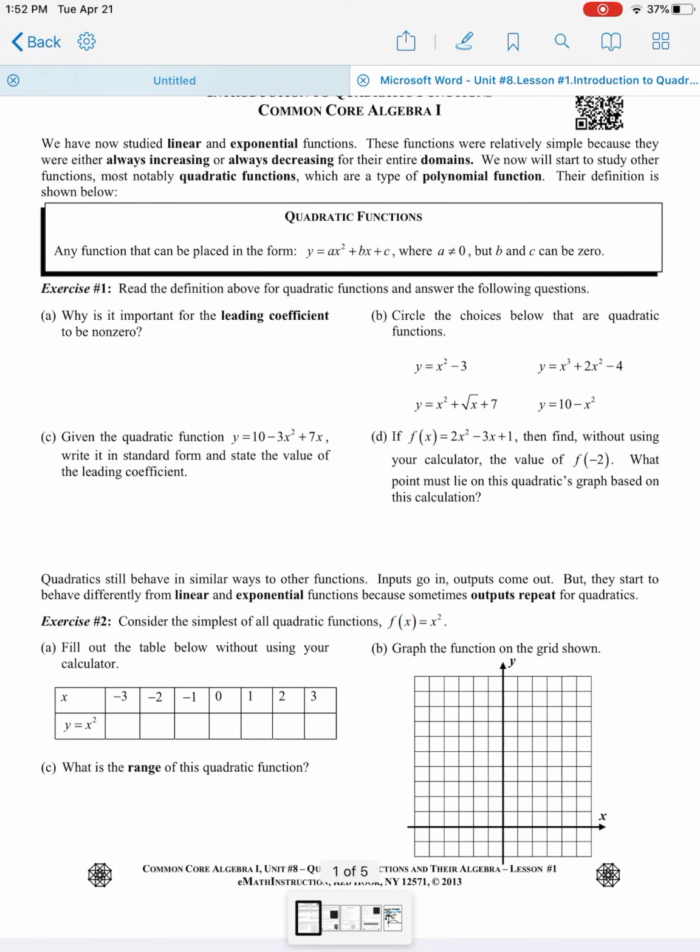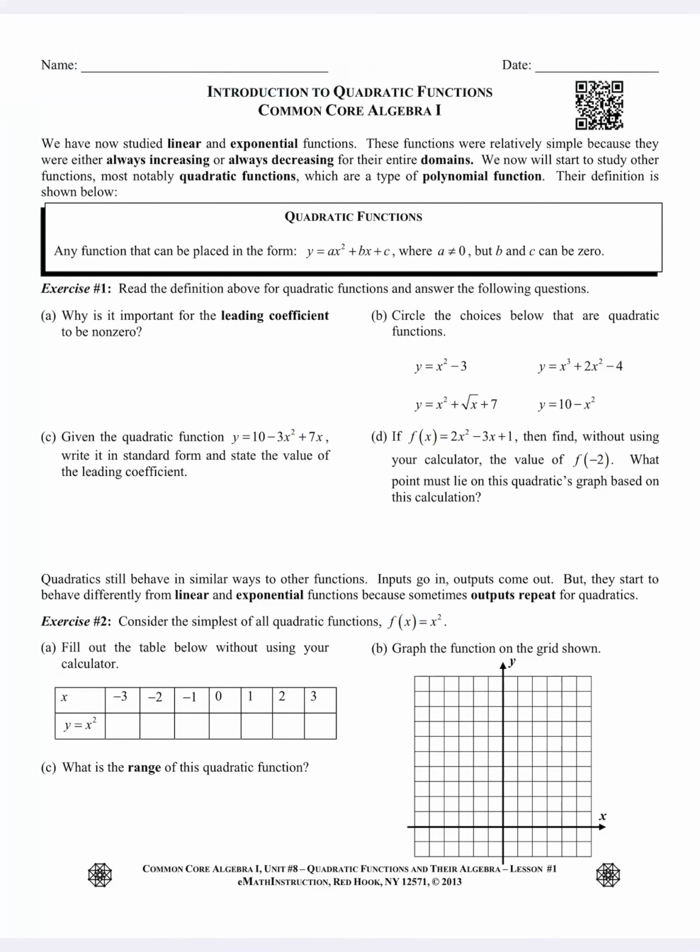So here it is, lesson 1, quadratic functions. We are in unit 8, and we're going to start with this first lesson, introduction to quadratic functions, and I hope you guys can follow along.